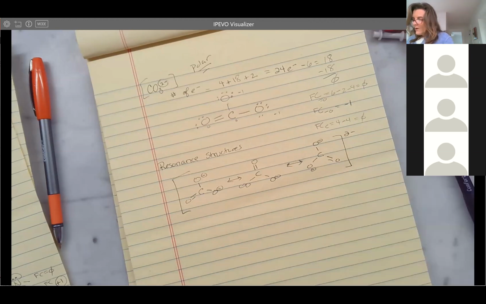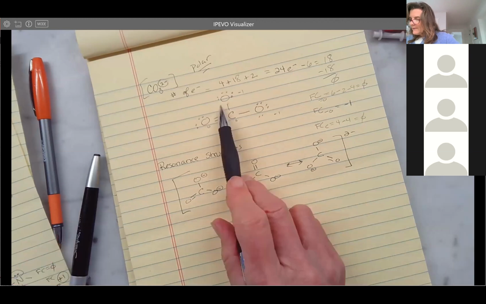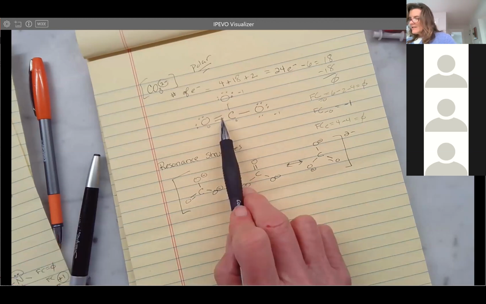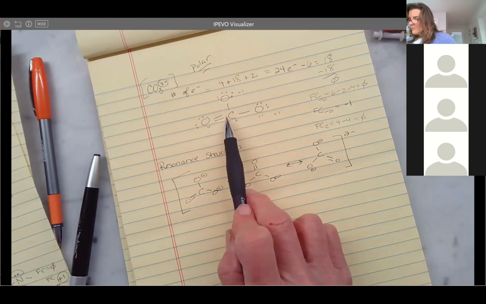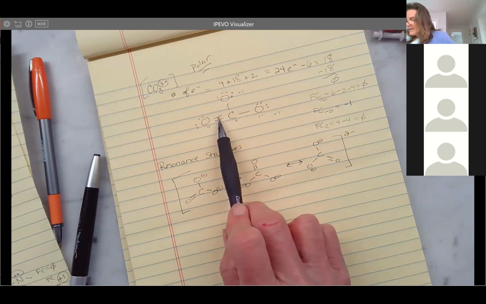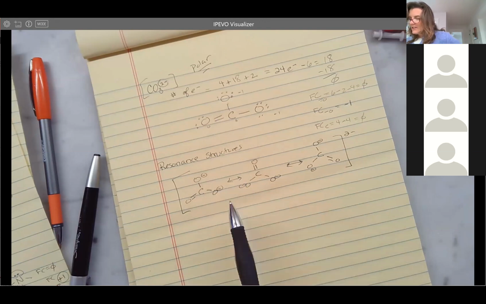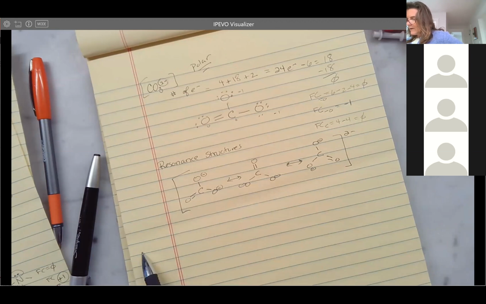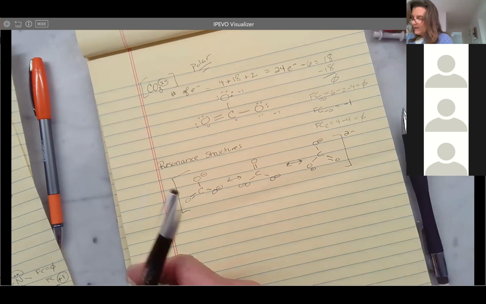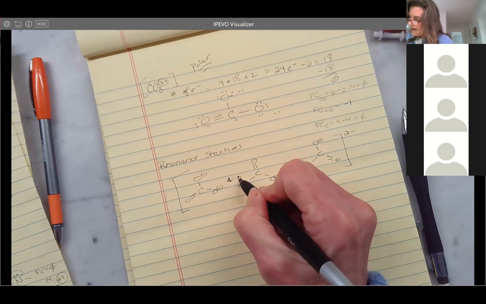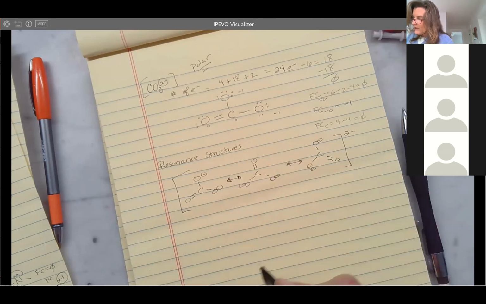Whenever you have some point where you have to choose where to put a double bond, and it could go to any of more than one of the same kind of atom, that's suggesting that you're going to need to draw resonance structures later. And so these are the resonance structures. We represent them with double-headed arrows, and we just move the double bond to where it could be.